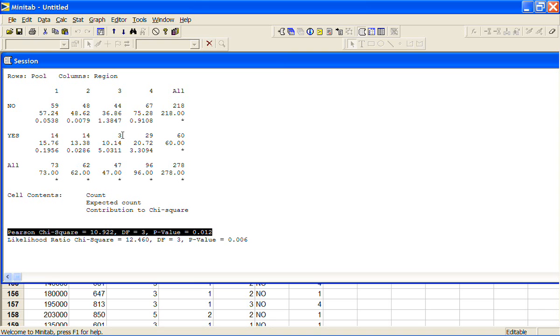Now if we look here first in region 3, I can see that only three houses had a pool, but we would have expected 10.14. So that's a big difference. There's also a big difference between what we observed and expected in region 4. Whereas regions 1 and 2 don't seem to be doing anything too far away from what we expect. So if you have some knowledge about where the data has come from, if you have some knowledge about the regions, any background knowledge about the building of houses, then you would be able to probably draw some conclusions from this data.